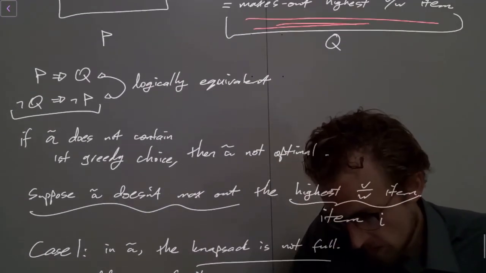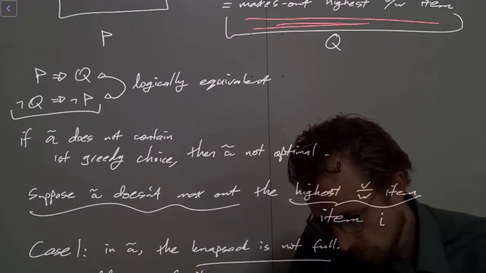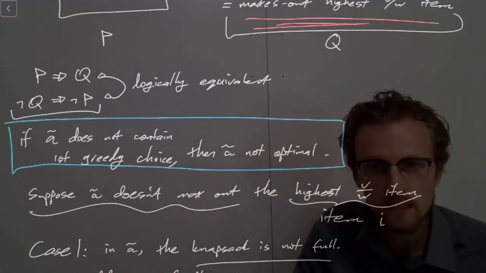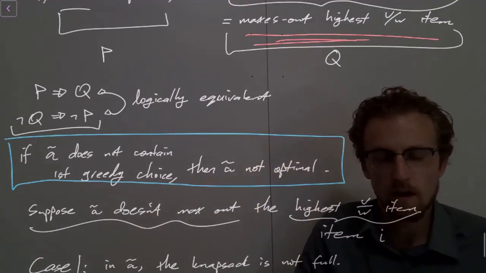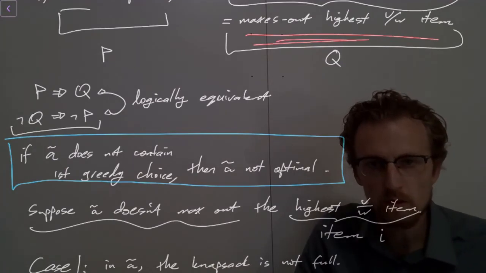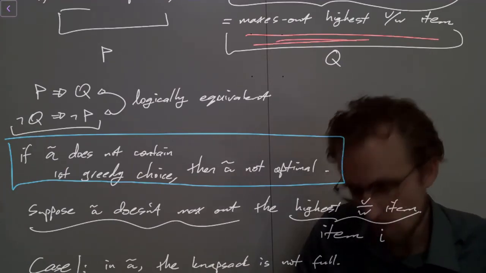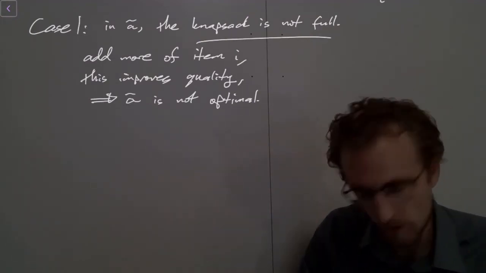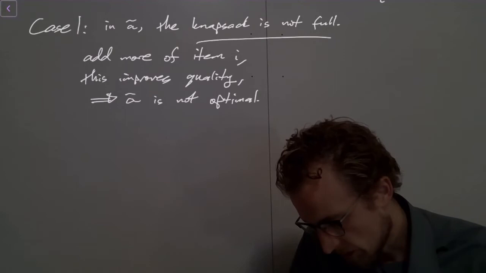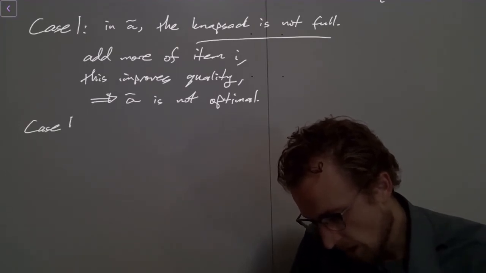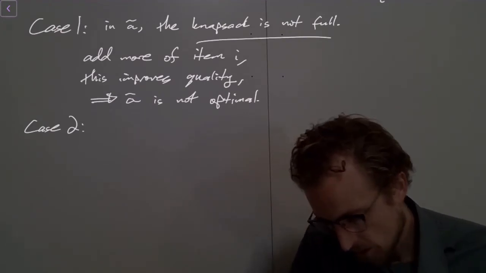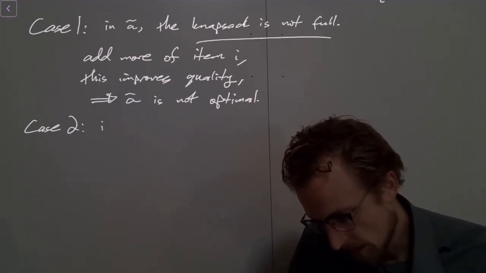If you scroll back just a bit, our original goal was this thing here, and we've just shown in one case that it is true. If A tilde doesn't contain the first greedy choice, then it's not optimal in the situation that we've described here, where the knapsack isn't full in A tilde. Okay, so case 1 is done. All right, what's case 2? Well, case 2 is everything other than case 1. Case 1 said if the knapsack is not full. So case 2 says that in A tilde, the knapsack is full.